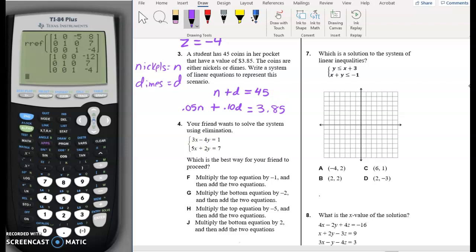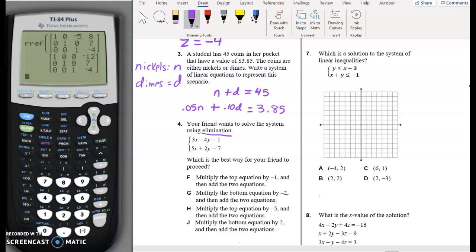Moving on to number 4. Your friend wants to solve this system using elimination. And he gives us this system right here of 3x minus 4y equals 1 and 5x plus 2y equals 7. Now, before I look at the answer choices, we're going to evaluate this ourselves. In order to eliminate a variable when we combine equations, the variable needs to have coefficients that are the same number but opposite sign.